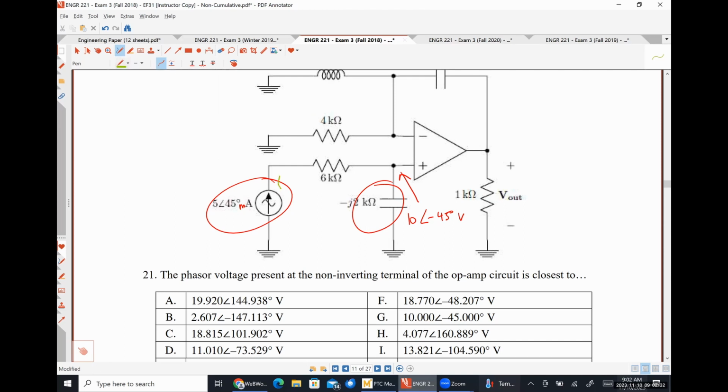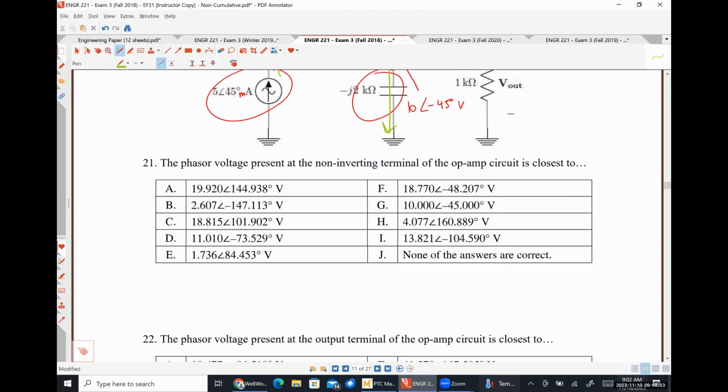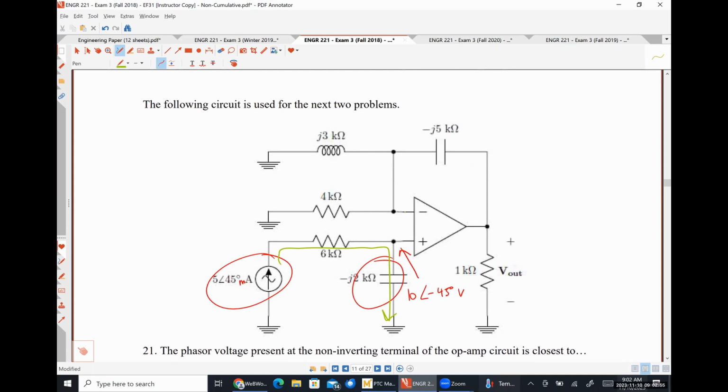Yeah, so all of this current flows through this resistor, and then it flows down through that capacitor. When we're trying to find the voltage present at the non-inverting input terminal, that is a nodal voltage with respect to ground, which is the same thing as the voltage drop across that capacitor, because it's between that node and ground. For part 22, we would just apply Kirchhoff's current law.